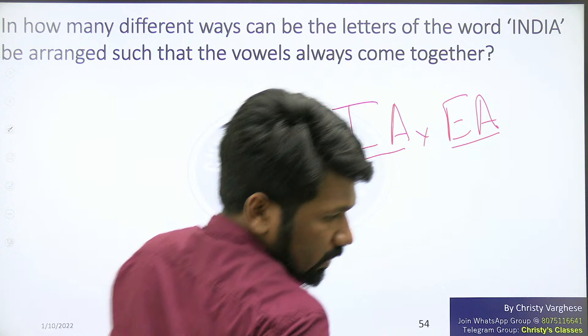Hello? Screen is locked. Just a minute. I don't know what the issue is. Hello, is it clear now? Please mention in the chat whether it is clear or not, or refresh and check. Somehow the screen got locked.